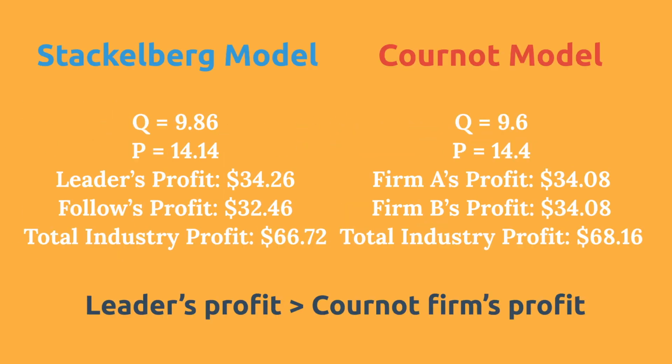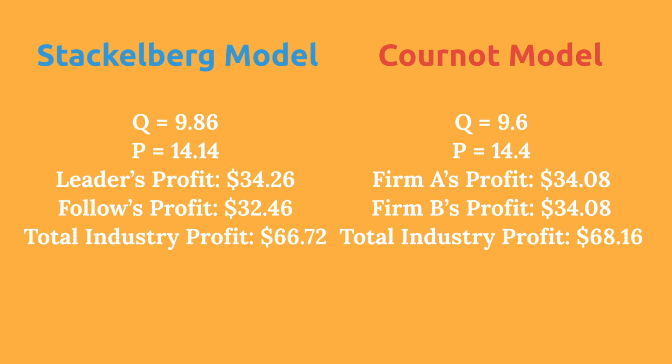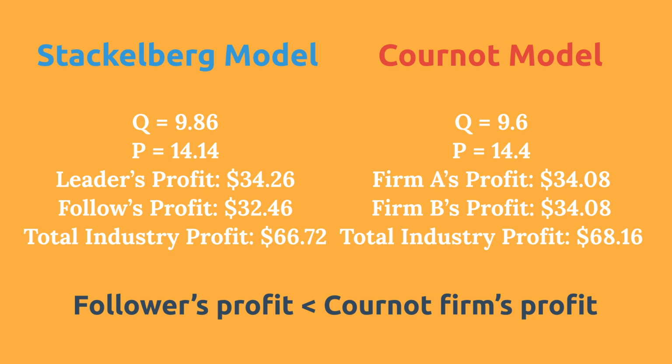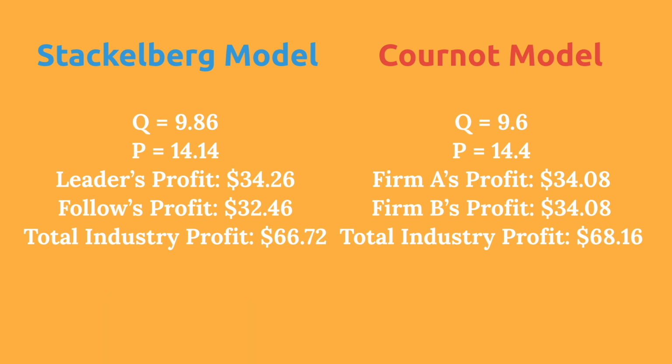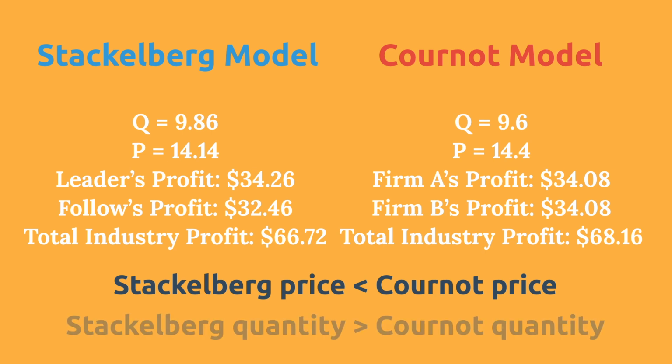Second, by comparing the Stackelberg equilibrium with the Cournot equilibrium, we can see that firm A, that is, the leader firm, earns more when it can move first. It's another sense of first mover advantage. On the other hand, the follower firm is worse off compared to the Cournot equilibrium in which firms move together. And finally, the market price is lower in Stackelberg and the total quantity of output is higher.